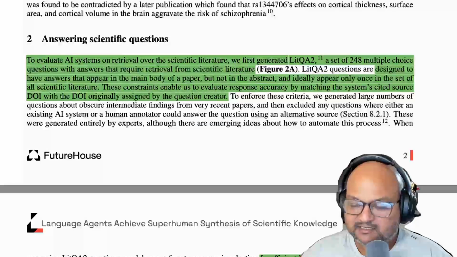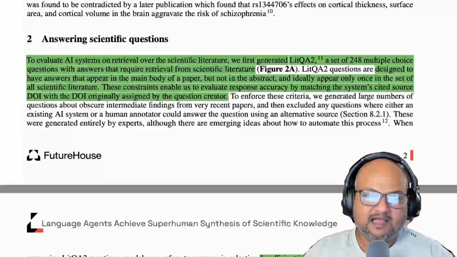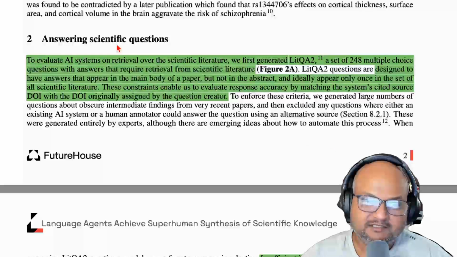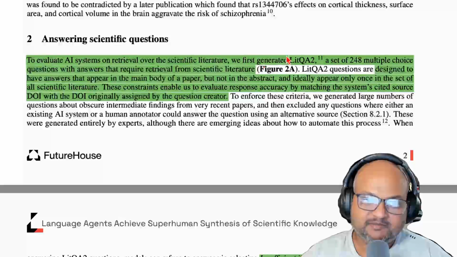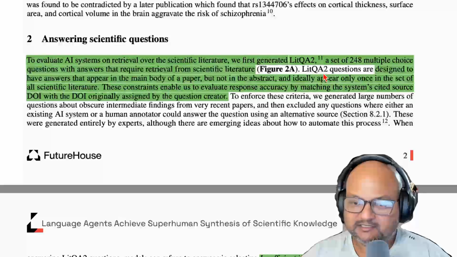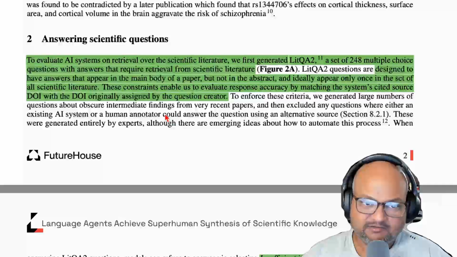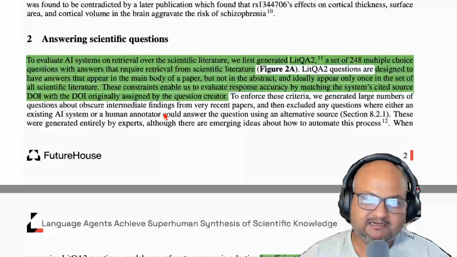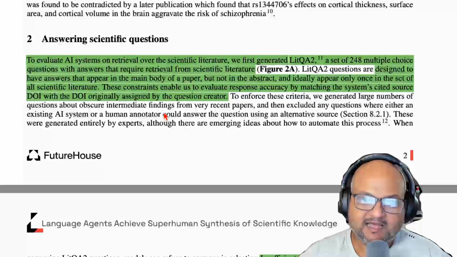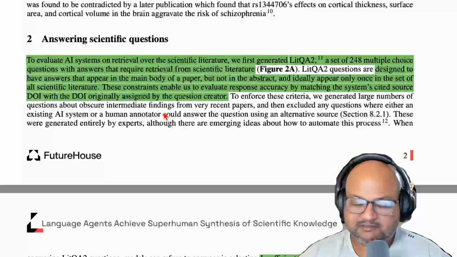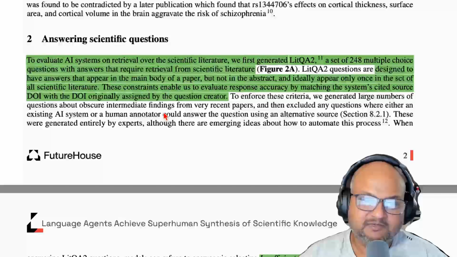So whenever you design a system like this, you first have to ask, well, how are we going to evaluate it? So one of the big contributions of this paper is a benchmark. The authors made a benchmark that they call LitQA2, which has about 250 multiple choice questions from the scientific literature. And they picked these questions in a way that the answer appears in the main body of the paper, so not just in the abstract. And it's only in one paper. So if the answer appears only in one given paper, it's much easier to check the correctness or to evaluate the correctness of the system after the fact.